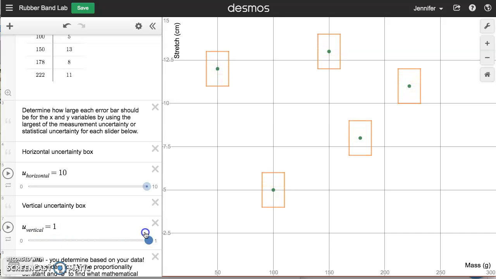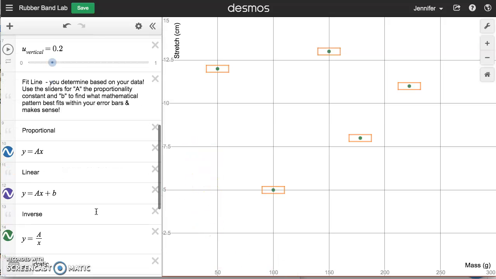You can kind of decide, again, so long as you can justify the decision you are making with the way that you collected your data, that decision is valid. It should have probably one significant figure though. So I set my error bars for the vertical uncertainty box, for my stretch, and then I go ahead and keep scrolling.